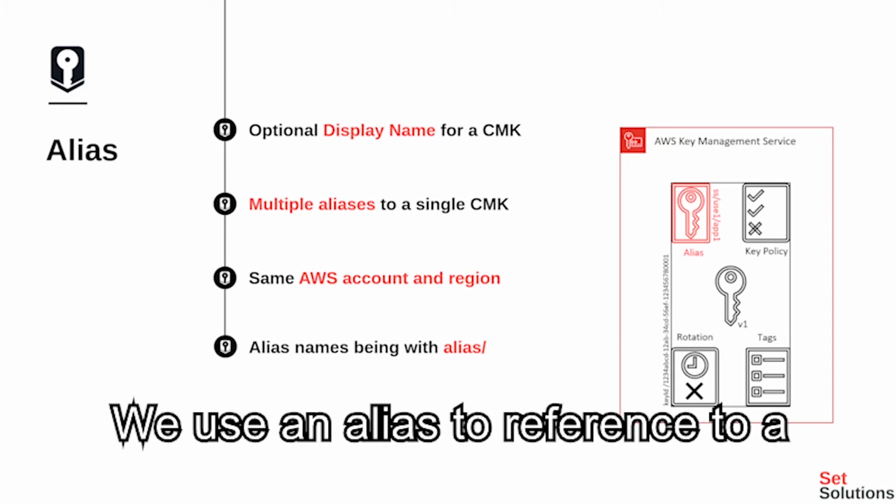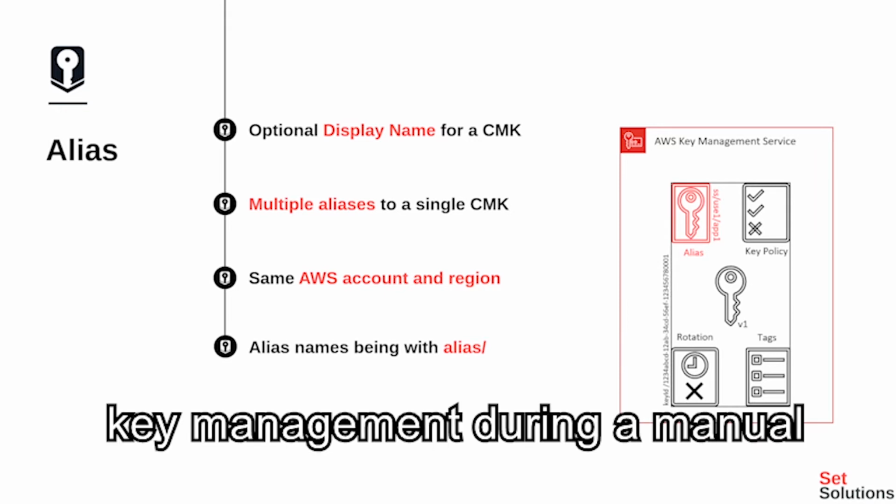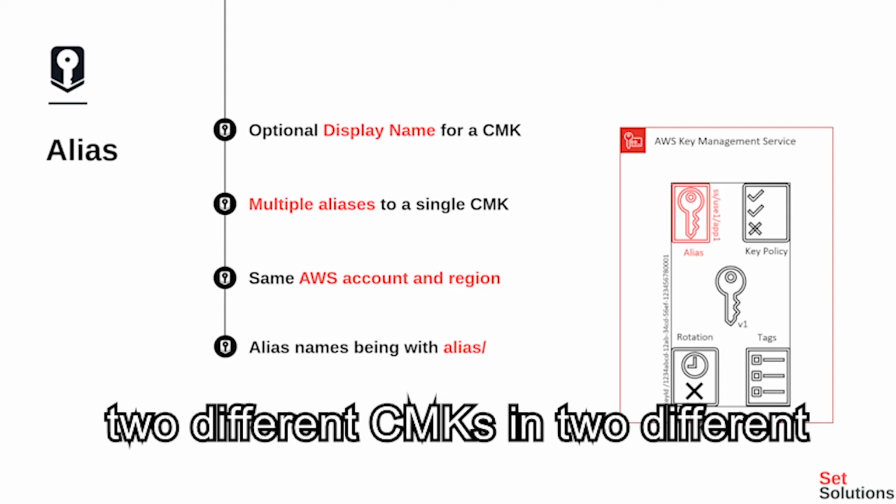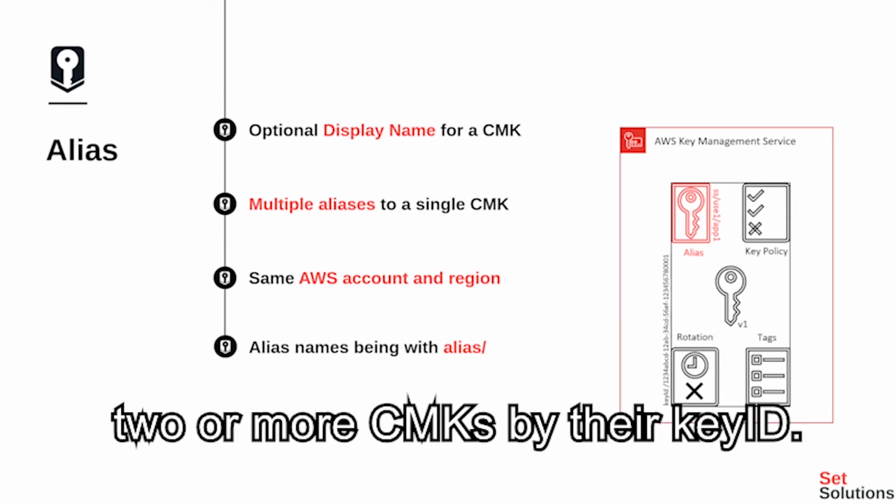We use an alias to reference a CMK to help us simplify the key management during a manual key rotation, or to help us map to 2 different CMKs in 2 different regions without having to reference 2 or more CMKs by their key ID.